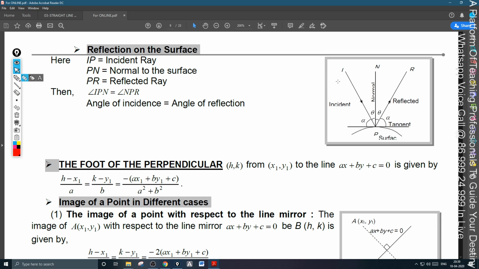I'll explain again. IP is the incident ray, and this is a surface. This ray is incident on the surface, and it is reflected through PR. PN is the normal to the surface, and this is the tangent to the surface. In physics you might have already learned this. IP is the incident ray, PN is the normal, and PR is the reflected ray. Then angle IPN is equal to angle NPR, which is theta.